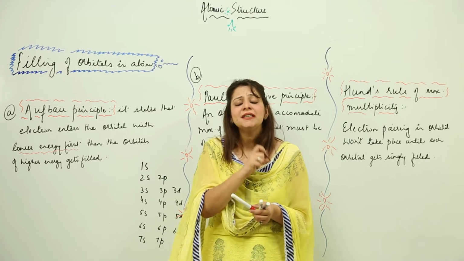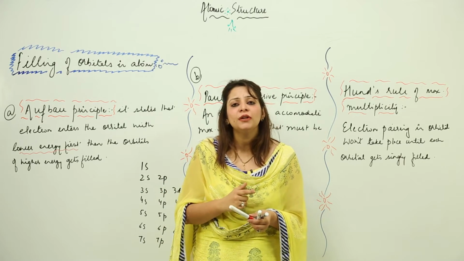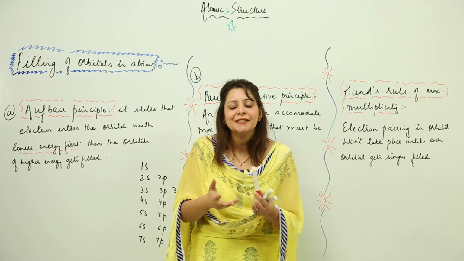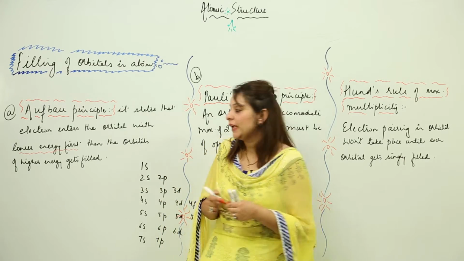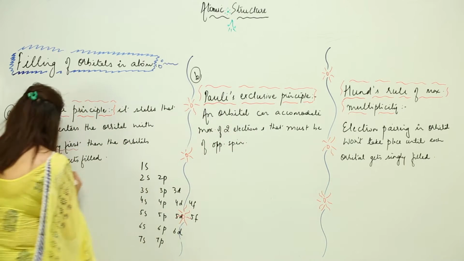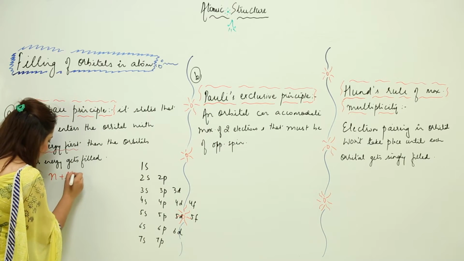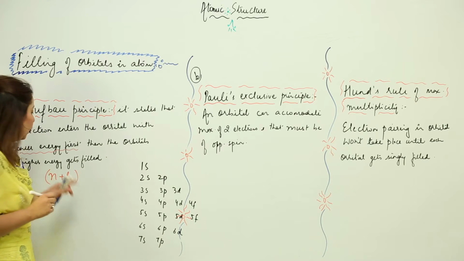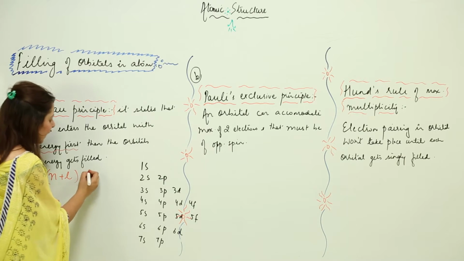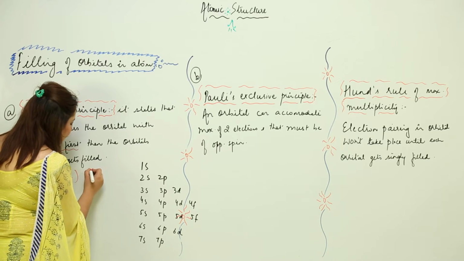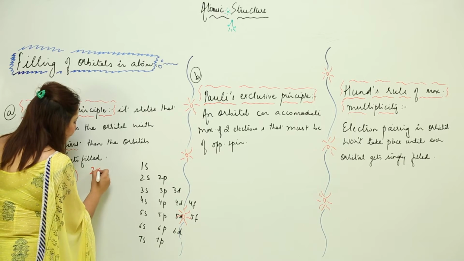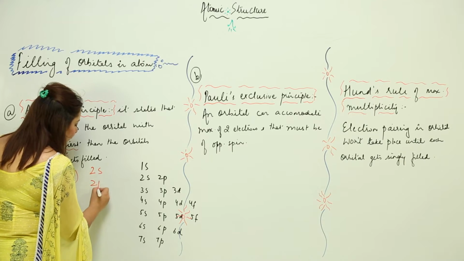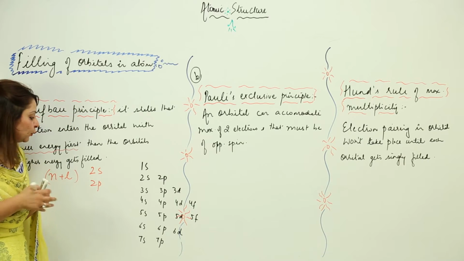Now the question is, how will you come to know that this orbital is going to possess less energy or this orbital is going to possess more energy? There we have a rule, that is the Bohr-Bury rule, and what is that? That is n plus l. Suppose I give you two subshells, 2s and 2p. Compare their energies. So what are you going to do?